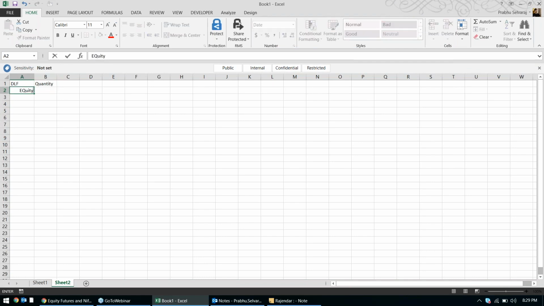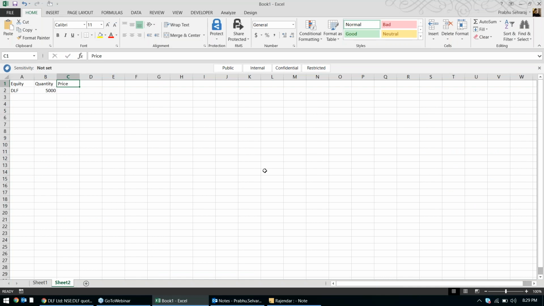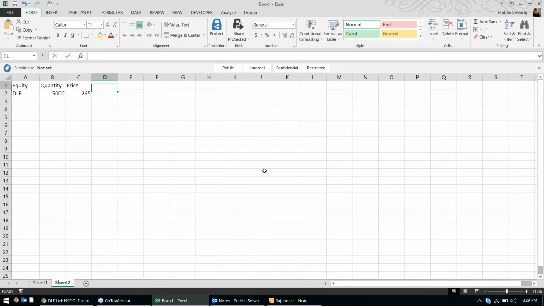Quantity, equity, DLF. Now just watch it carefully. The lot size is 5,000, so we'll take 5,000 shares of this, and the price is 265.